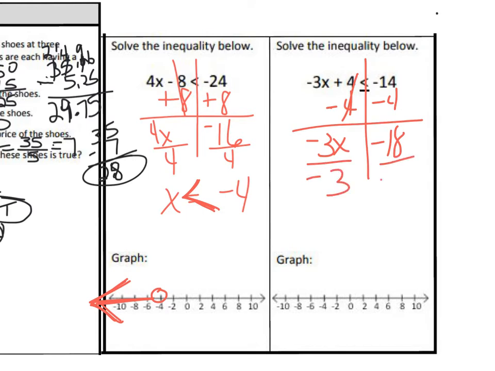Now with inequalities, what happens to the symbol when you divide or multiply by a negative? It changes. So that means that x is going to be greater than or equal to 6. So we have 6. Because it does have the equal to, we are including it. And x has to be greater than, so it's going to go to the right.